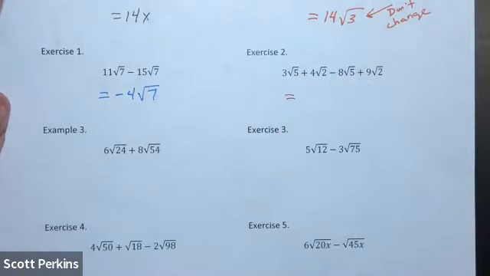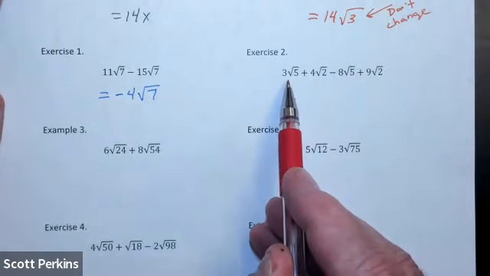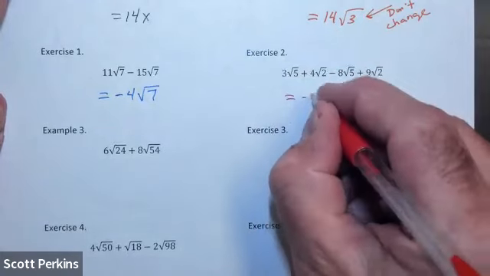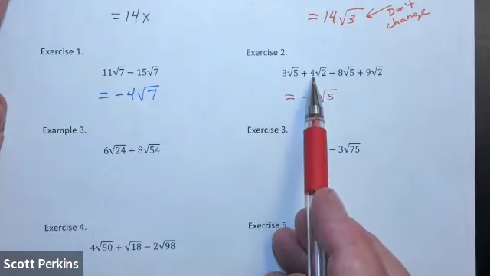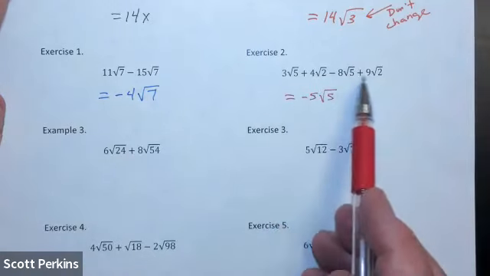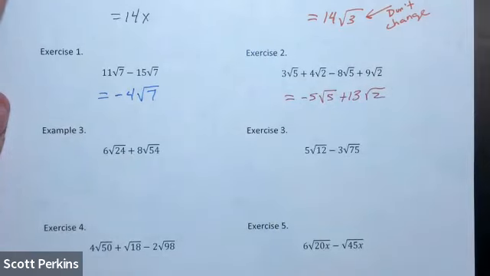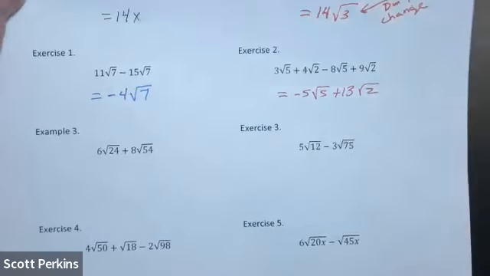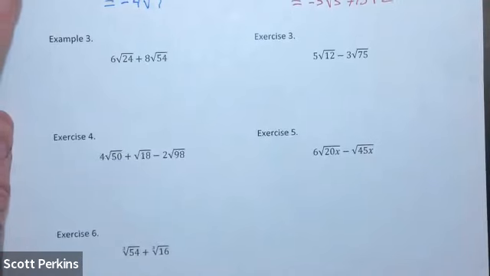All right, so in exercise two, what can I combine this 3 square root of 5 with? The negative 8. So 3 minus 8 is negative 5 square root of 5. And then the 4 square root of 2 combines with the 9 square root of 2. So 4 and 9 is perfection. Great, like terms. When they're like terms, it's super straightforward.